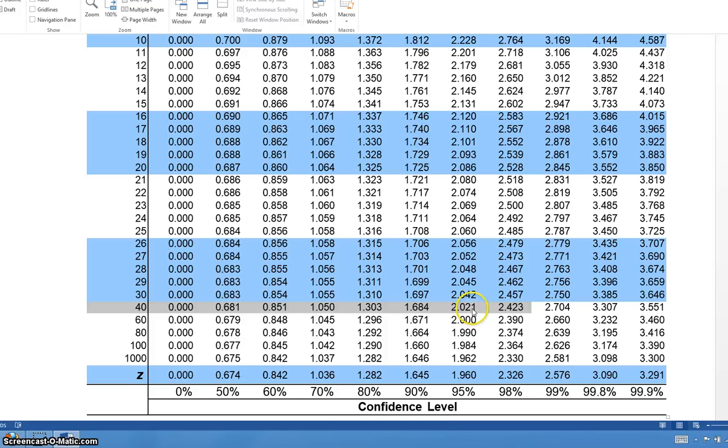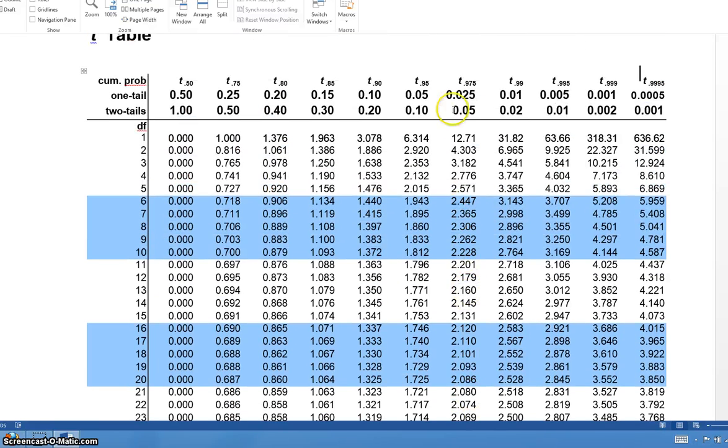Then I can scroll up to the columns. Great. Here, if it's a one-sided t-test, then it's going to be a p-value between 0.025 and 0.01. And if it's a two-sided test, with a hypothesis of not equal, then we'd have a p-value between 0.02 and 0.05. Okay? So that's how we read the table.